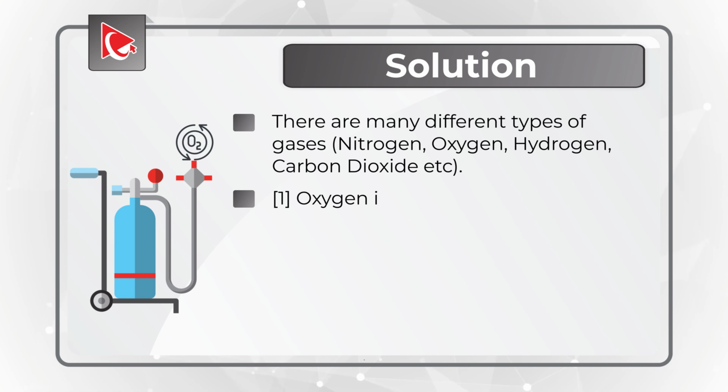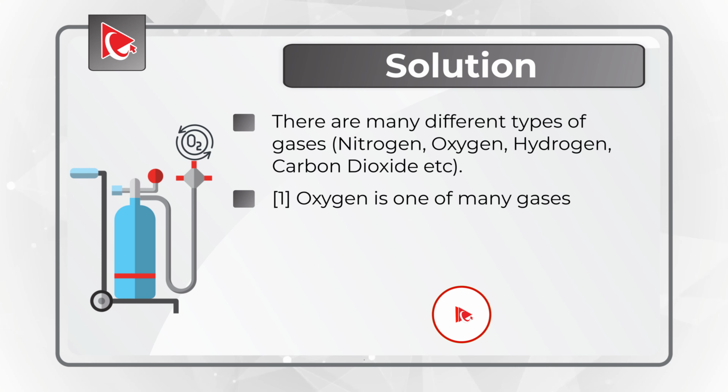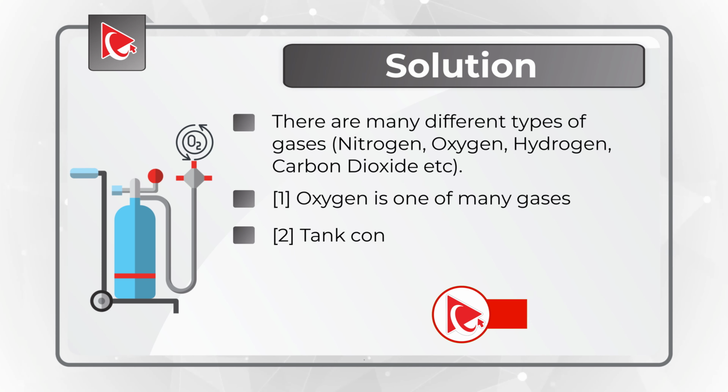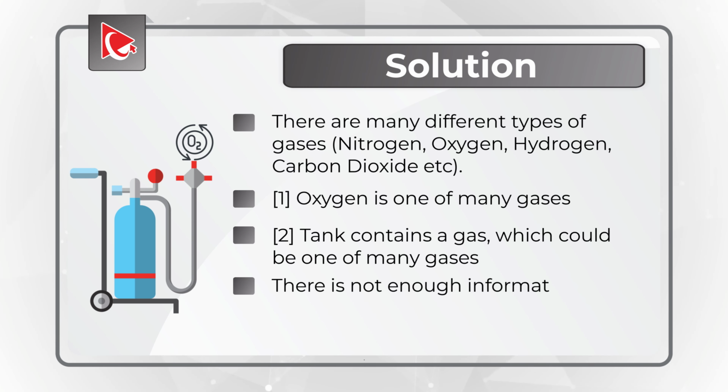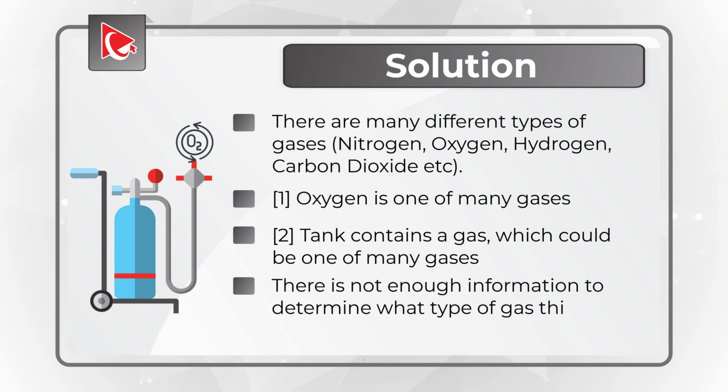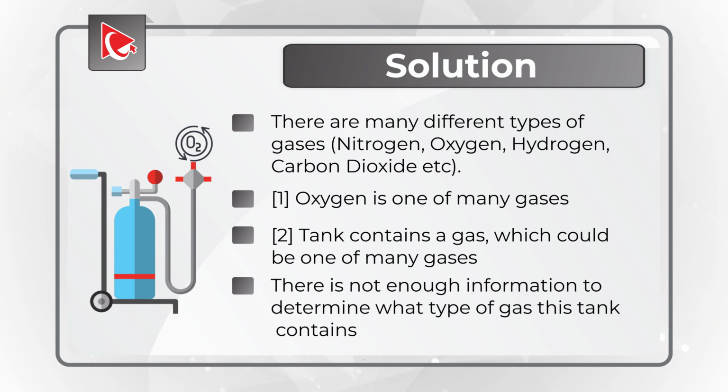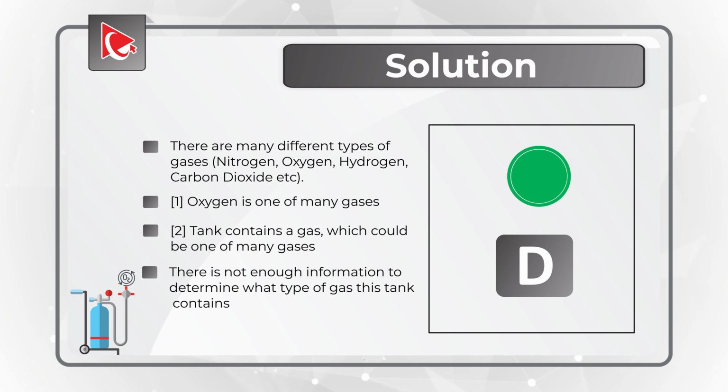Oxygen is just one of many gases, which is clearly indicated in statement 1. And the tank contains a gas, which could be one of many gases, which is shown in statement 2. Based on this, there is not enough information to determine what type of gas is stored in the tank. So the correct choice here is choice D, cannot determine.